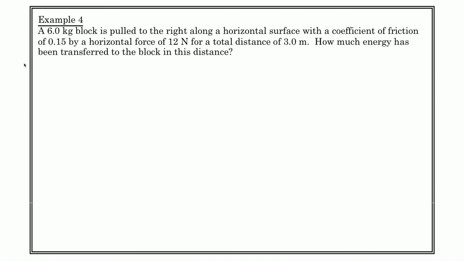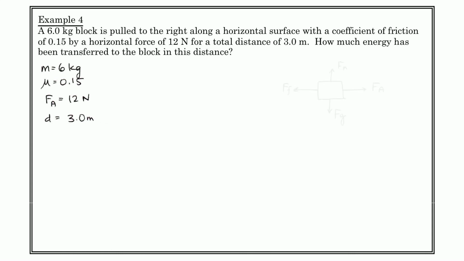So the force that we're using is going to basically do work. And friction, well, it's going to do work too, but it's going to do negative work. So our block is going to pick up some energy from the work that we do, but it's going to lose some energy from the work that friction does. And we'd like to know what that balance is. So here's what we know. We know that the mass is 6 kilograms. We know that mu is 0.15. We know that our applied force is 12 newtons. And we know that the displacement over which we're going to move this block is 3 meters.